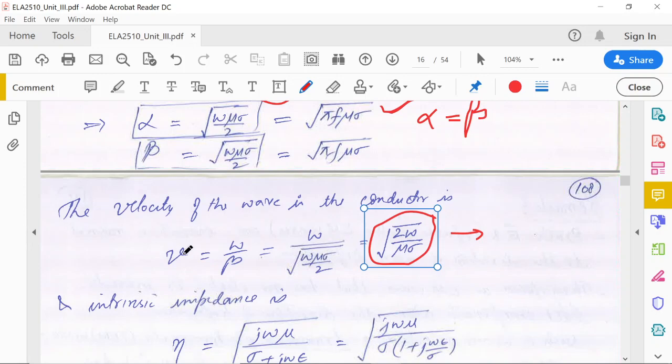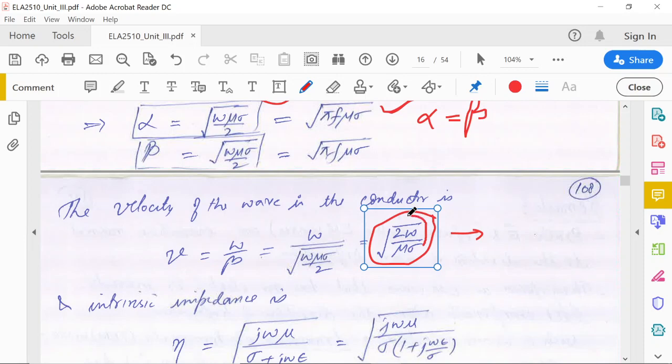For every signal, different frequencies will travel with different phase velocities. So they will reach at different times. So the signal will spread in time, which leads to dispersion. So depending upon the frequency, it will lead to dispersion.